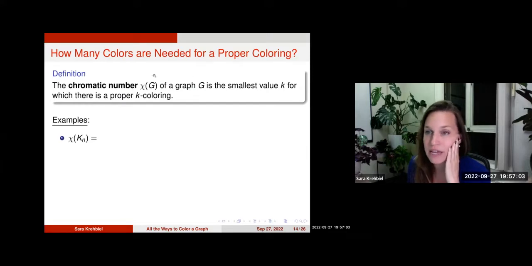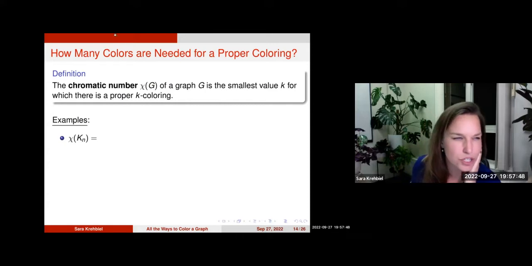So I take a graph and I say that the chromatic number of a graph is the smallest value of k, the smallest number of colors for which there is a proper coloring. Here are some examples, and I'm not going to make you answer all of them, but I would love it if somebody could at least answer the first question. What's the chromatic number of the complete graph on n vertices? If I have n vertices and they're all adjacent to each other, then how many colors am I going to need to color the vertices so that none of the adjacent vertices have the same color?